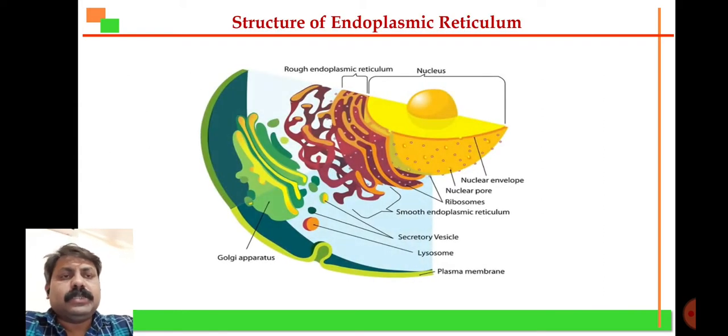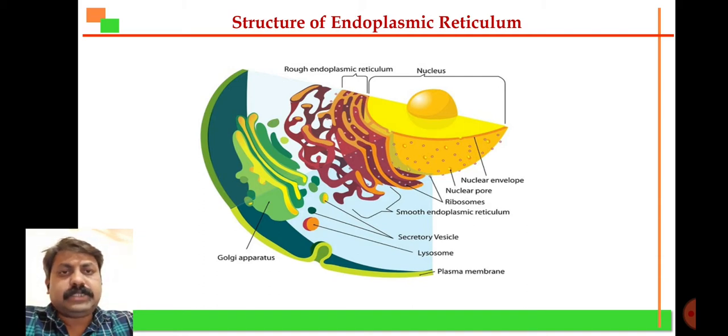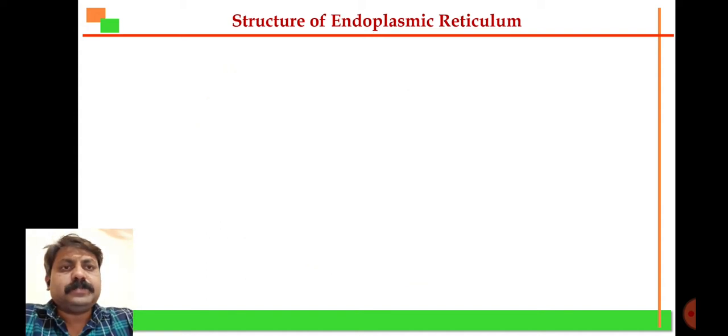Now structurally, as the name itself is indicative, the endoplasmic reticulum is present in the cytoplasm and it is a network. This network is in between the nucleus and the plasma membrane. The network is connected with the nuclear membrane. So it is present on the outer surface of the outer membrane of the nuclear envelope and on the inner side of the plasma membrane, and in between these, throughout the cytoplasm, this network is present.